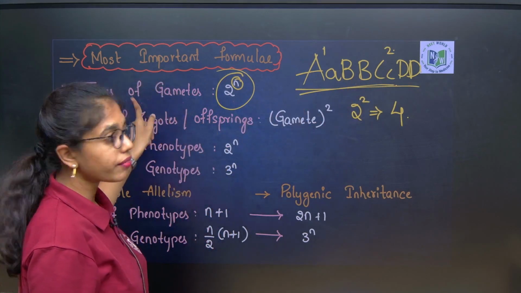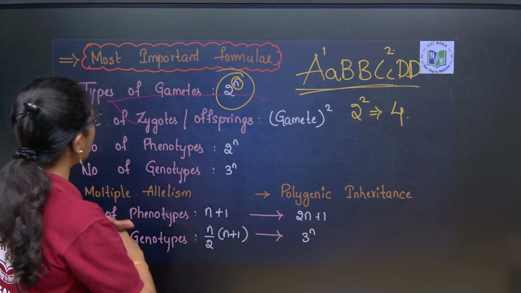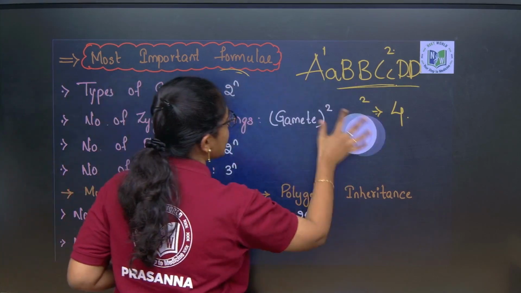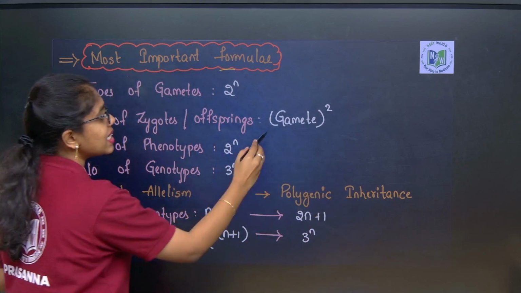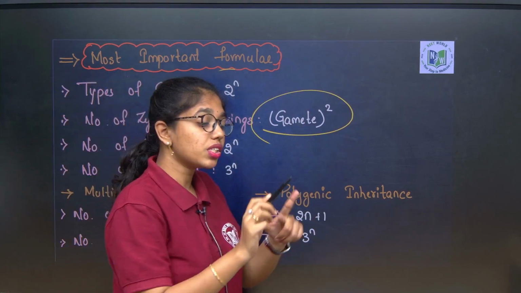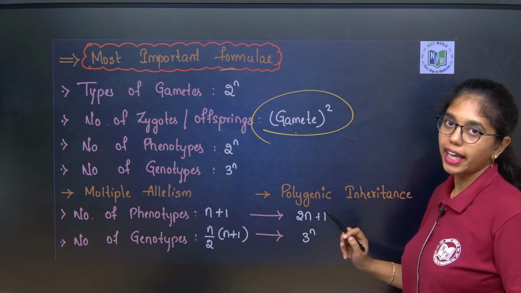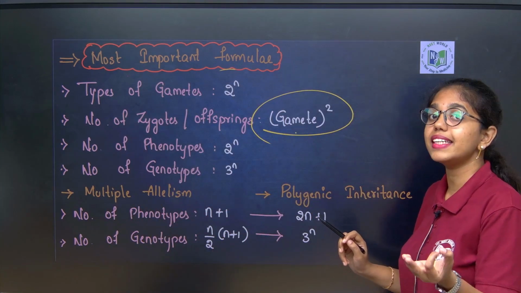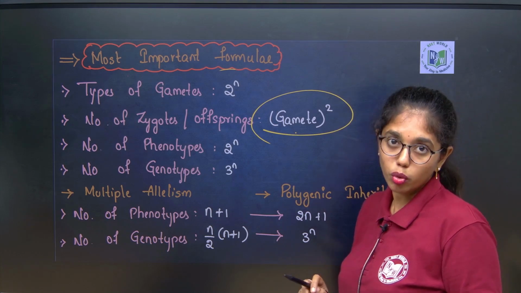4 types of gametes. That is the type of gametes. How can you identify the number of zygotes or offspring that are formed? The formula is gamete square. Once you identify the types of gametes, just square that number and you will get the number of zygotes. Like we found 16 zygotes from the dihybrid cross, or 4 zygotes from the monohybrid cross in the F2 generation.